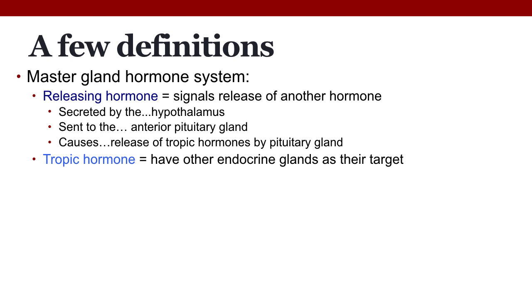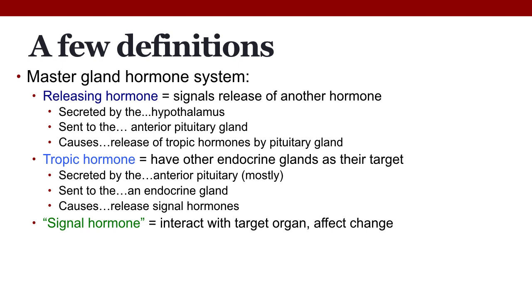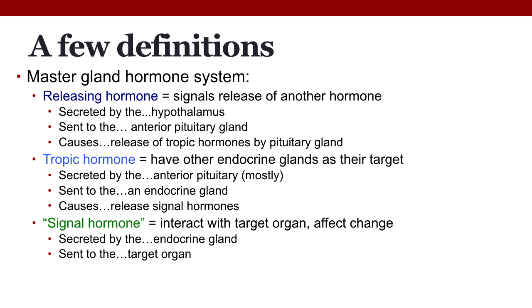Tropic hormones have other endocrine glands as their target. So these are hormones released that then target another endocrine gland, not a target cell. They're secreted by the anterior pituitary mostly, sent to another endocrine gland, and they're going to cause the release of signal hormones. A signal hormone in this case is a hormone that's going to actually interact with its target organ, affecting change. These are secreted by an endocrine gland, of course. Then they are sent to their target organ, and they're going to cause some kind of change. For example, that change may be a return to homeostasis. This is not always the case. That's just an example.